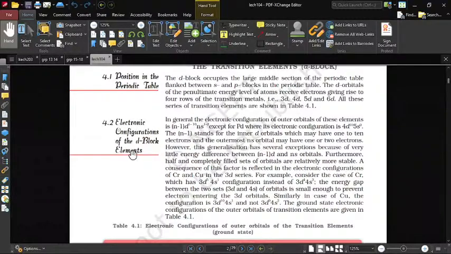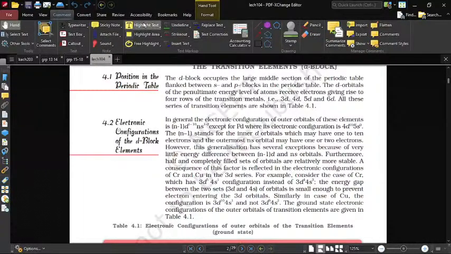Electronic configuration of d block elements. In general, the electronic configuration of the outer orbitals of these elements is (n-1)d1 to 10 ns1 to 2, except for palladium, where the electronic configuration is 4d10 5s0. The (n-1) stands for the inner d orbitals, which may have 1 to 10 electrons, and the outermost ns orbital may have 1 or 2 electrons.